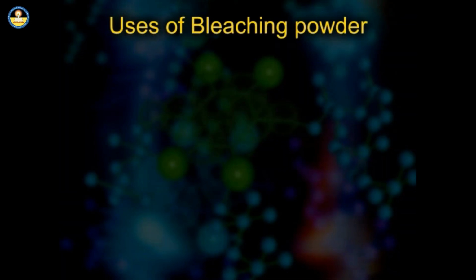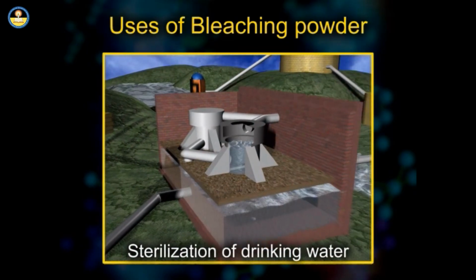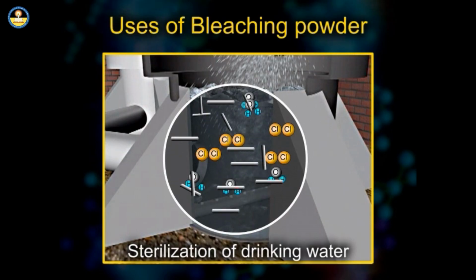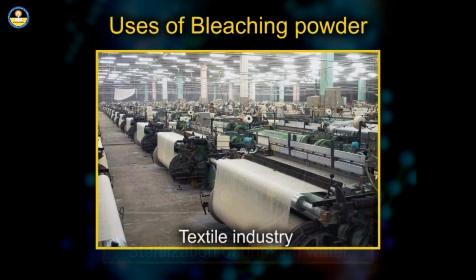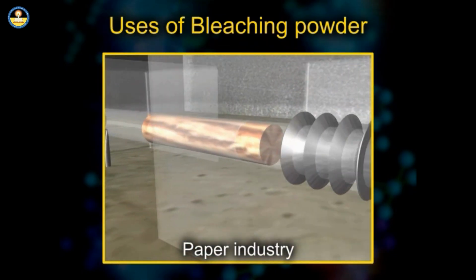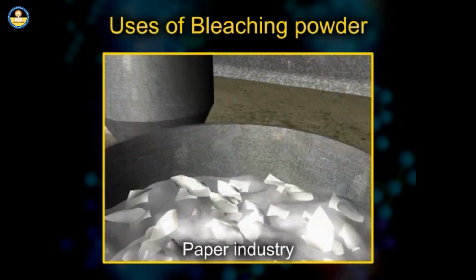Uses of bleaching powder. It is used for sterilization of drinking water. It is used for bleaching cotton, linen, in textile industry, etc. It is used in rendering wool unshrinkable. The animation here shows the uses of bleaching powder. It is used in the paper industry.